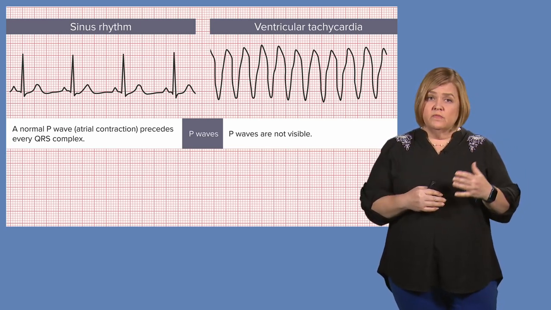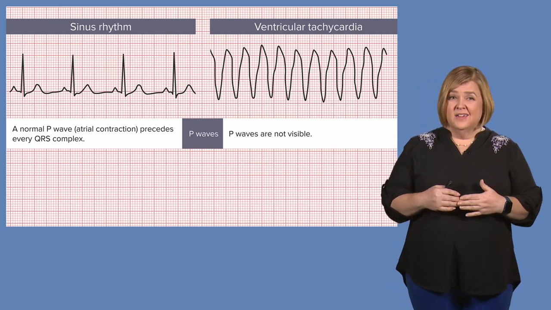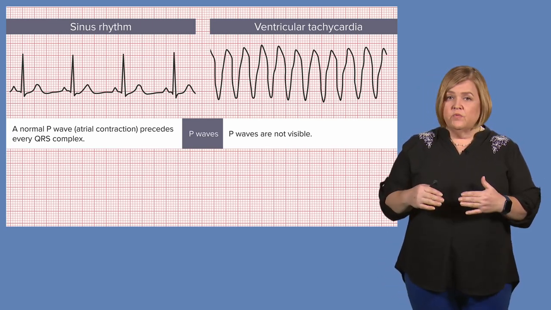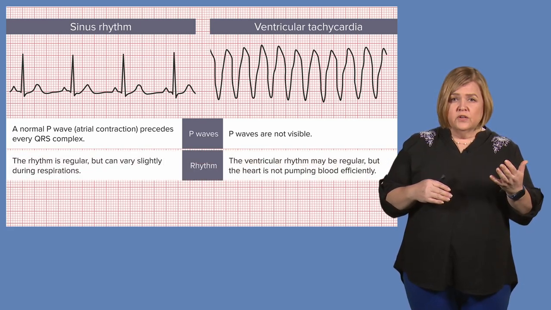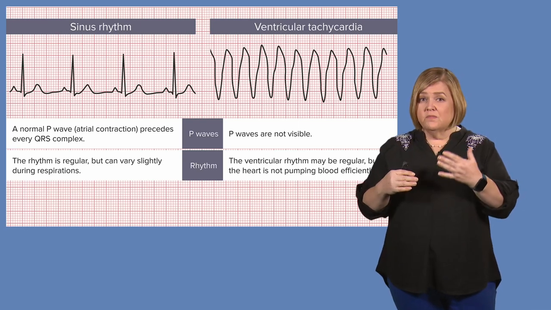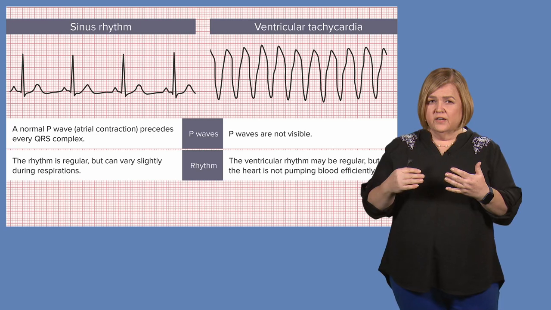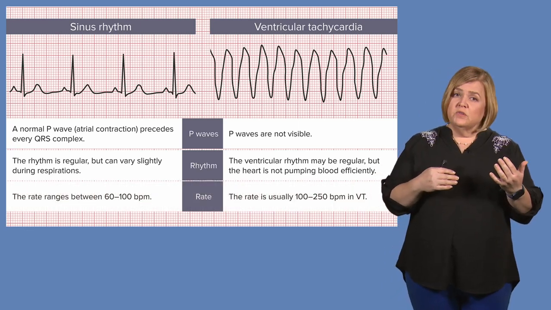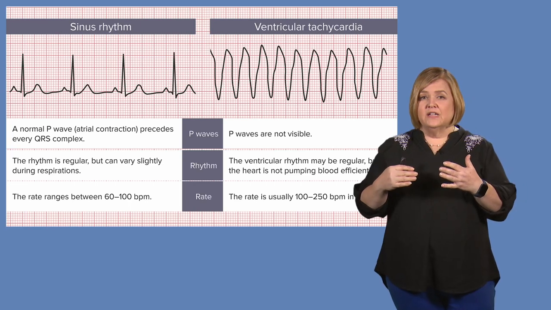In normal sinus rhythm, P waves will be there and they'll be before every QRS complex. In VTAC, P waves are not visible. The rhythm is regular in sinus rhythm, and in VTAC, the ventricular rhythm may be regular, but the heart is not pumping blood efficiently. The rate for sinus rhythm is slower. The rate is much higher usually in VTAC.